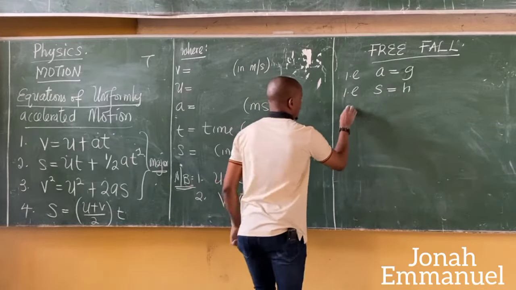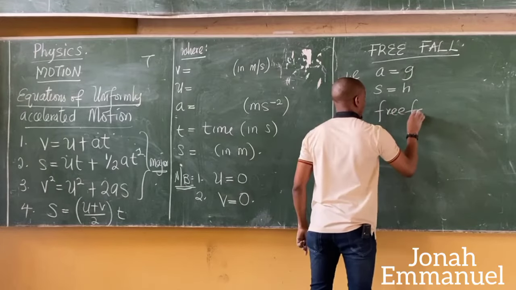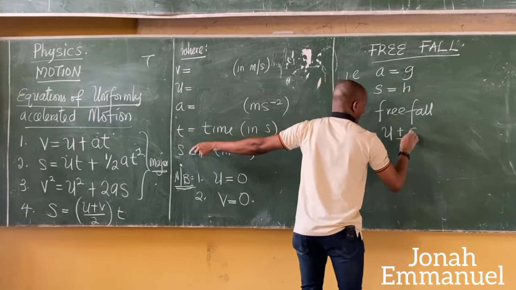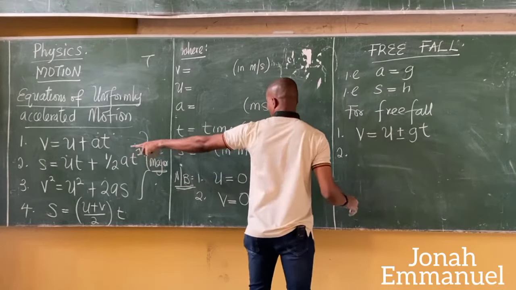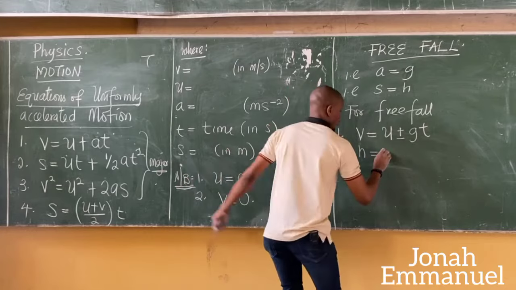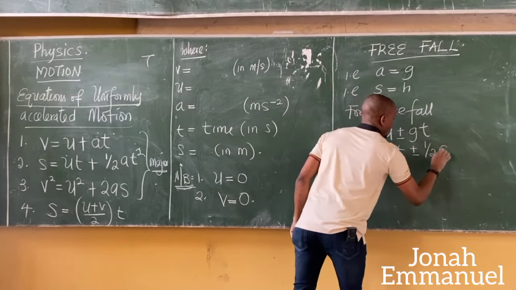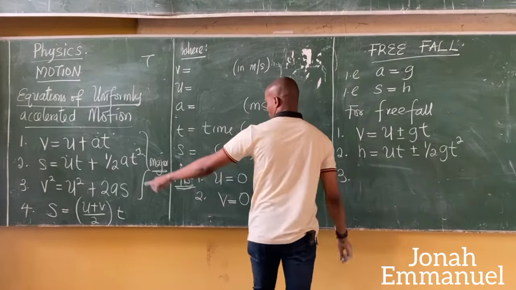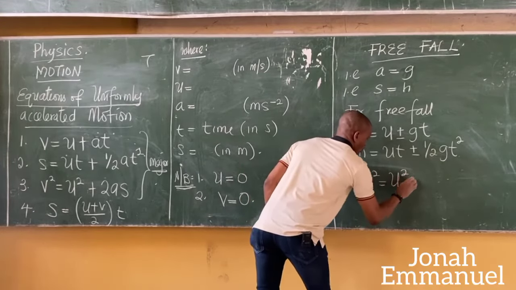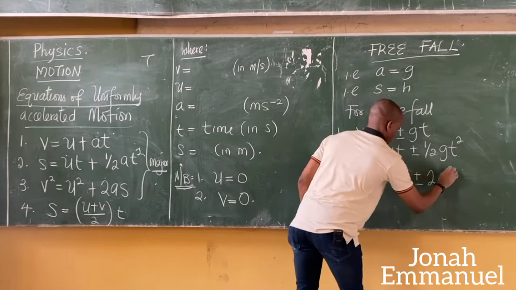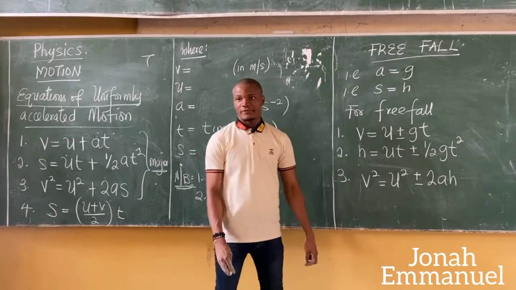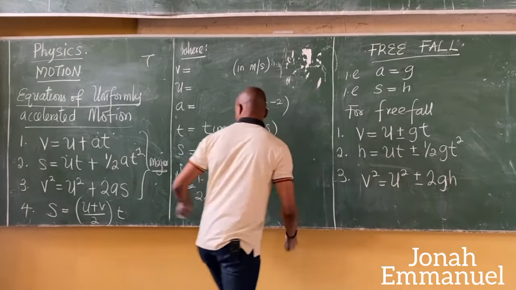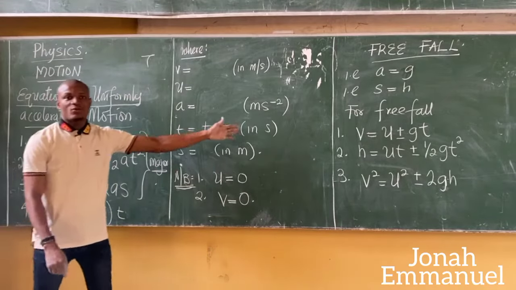For free fall, v is equal to u plus or minus gt, no longer a. Number two, s, which is now h, is equal to ut plus or minus half gt squared, no longer at squared but gt squared. Number three, v squared is equal to u squared plus or minus 2gh. So a becomes g, s becomes h. These are the equations of free fall.